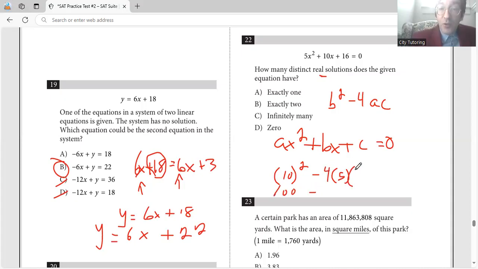4 times 5 is 20, and then times 16. So 4 times 5, 20. 20 times 16, that's going to give me much greater than 100. That's going to be 320, is it? Approximately 320. And okay, so it's going to be a negative number. So you don't have solutions here. That's going to be 0.